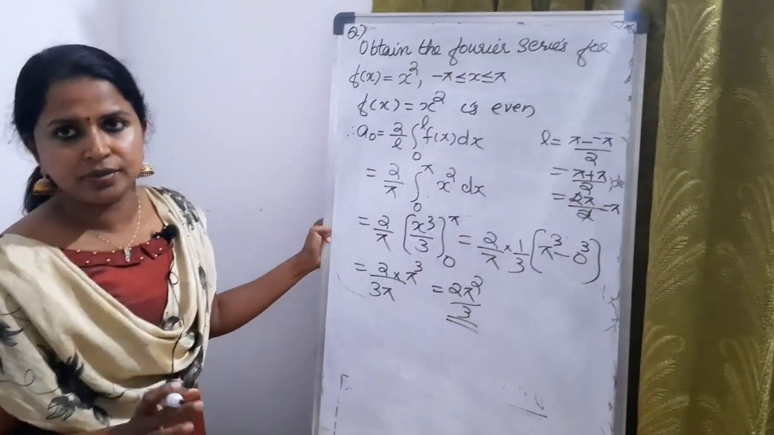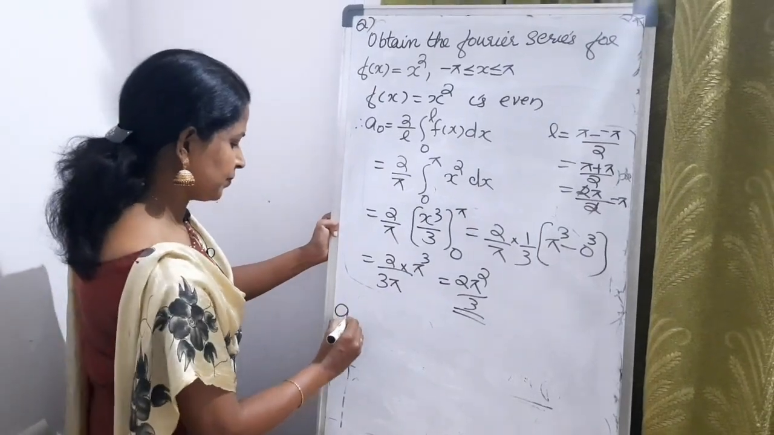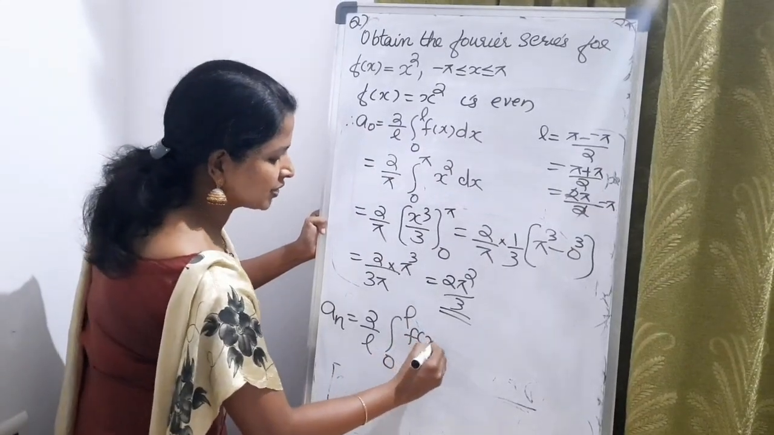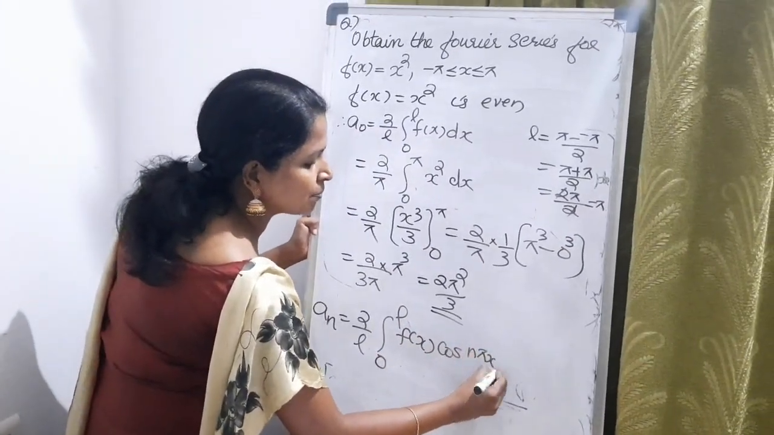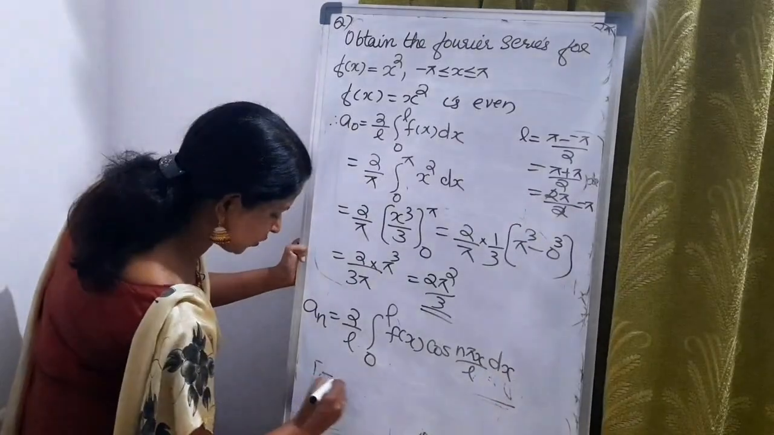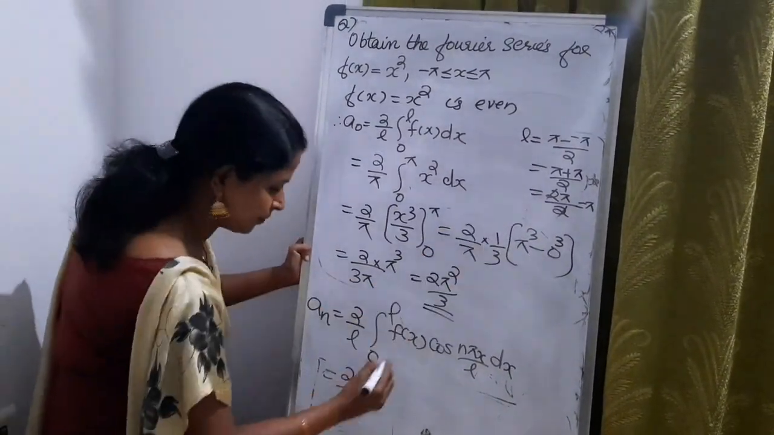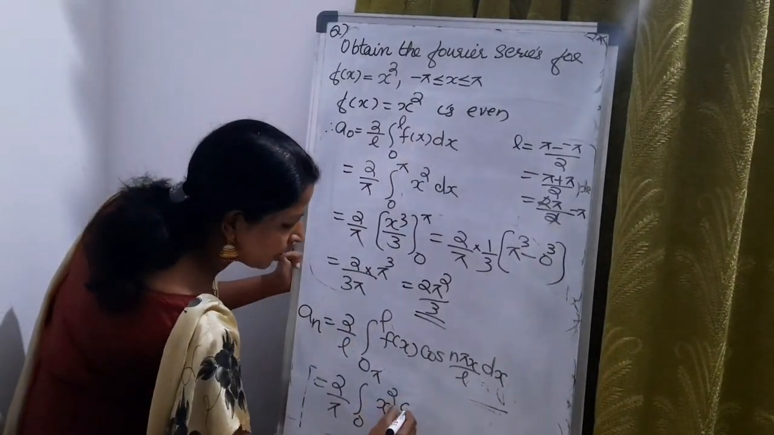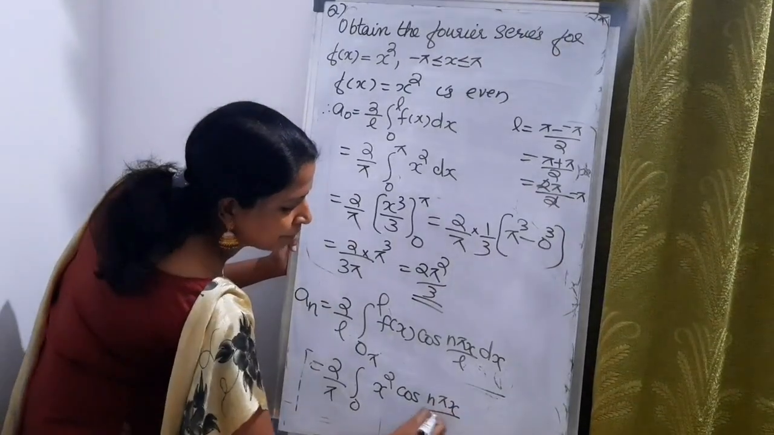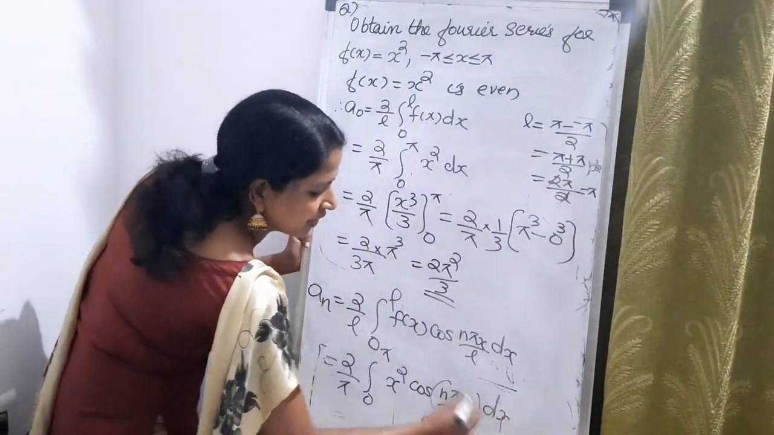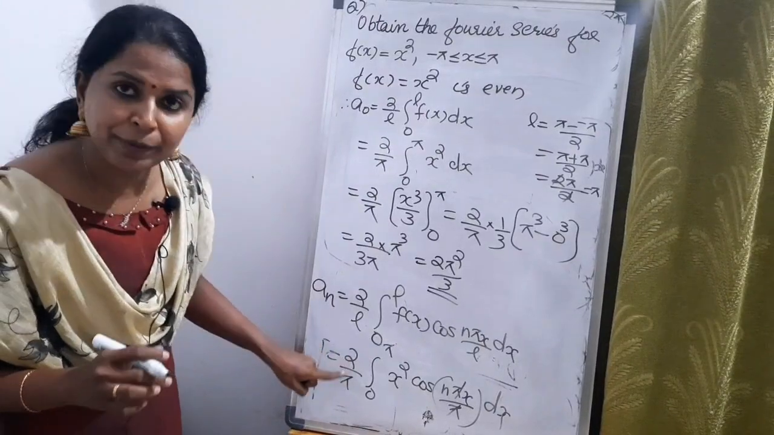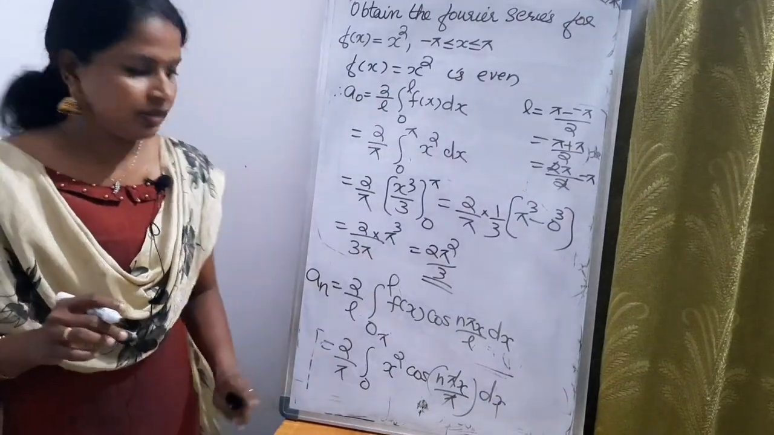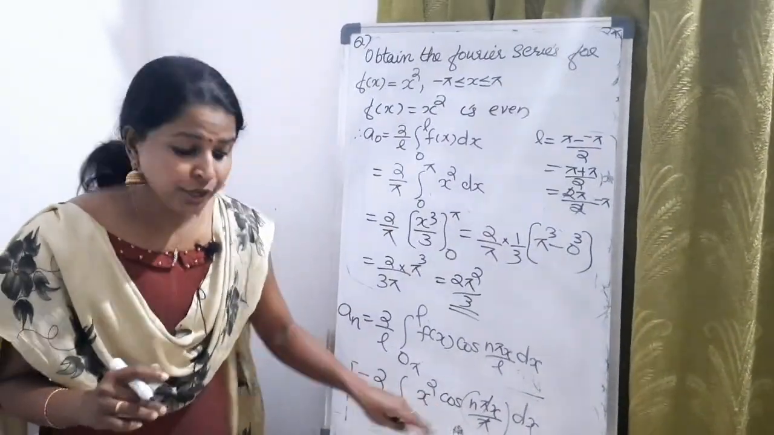This is a naught. Then what is an? An is equal to 2 by L integral 0 to L f of x cos n pi x by L dx. That is equal to 2 by pi, L equal to pi, integral 0 to pi, f of x is x square, cos n pi x by pi dx. That is cos nx. Listen, 2 by pi, integral 0 to pi, x square cos nx dx. Here we use integration by parts or the UV formula.